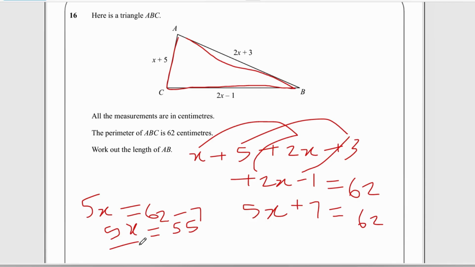Then what do we do? Divide by 5. Divide by 5, and then x is 11. Good. So once you know x is 11, you can easily get the length of AB.